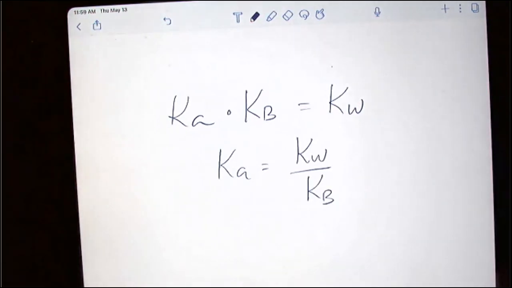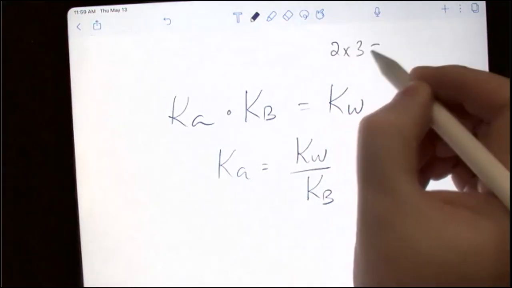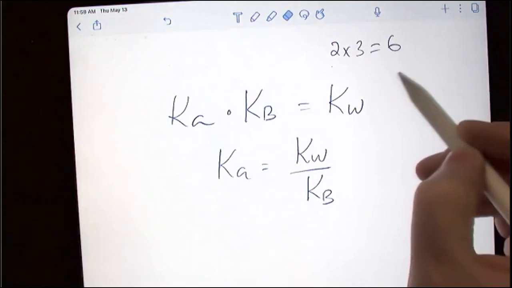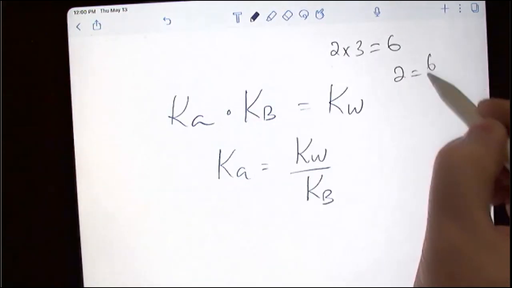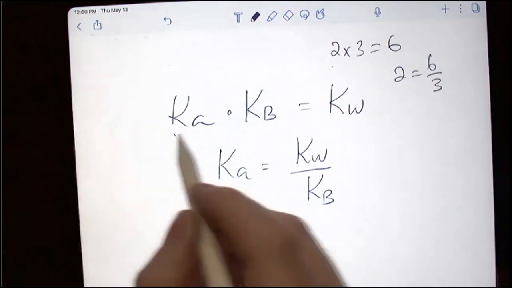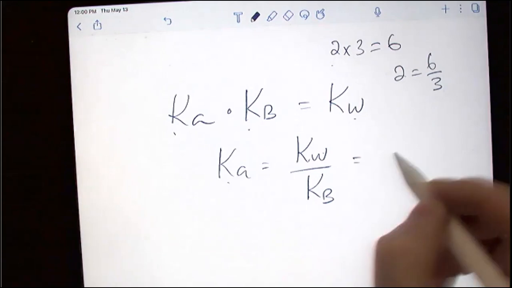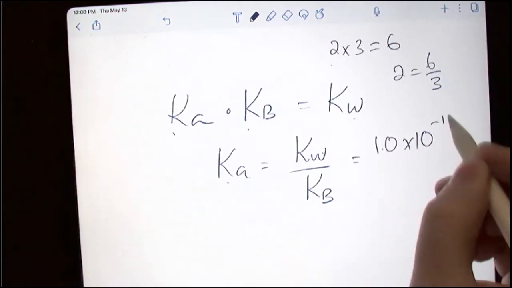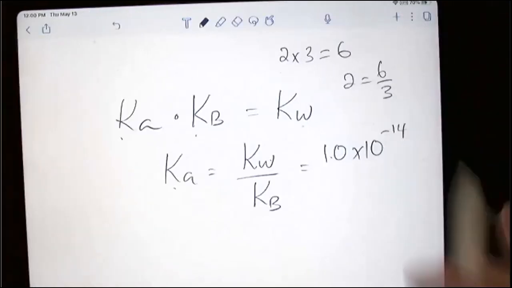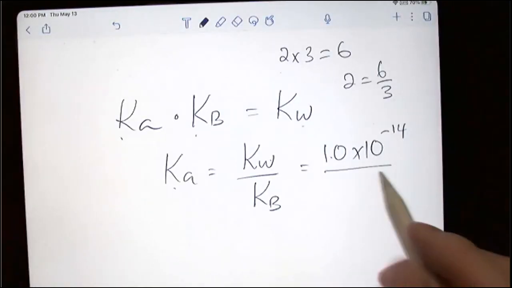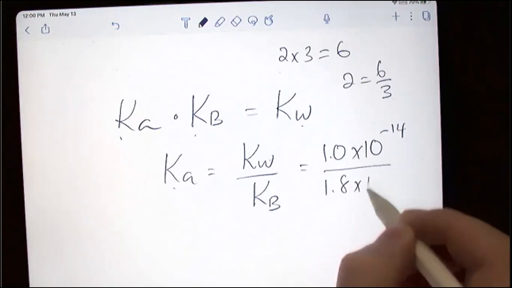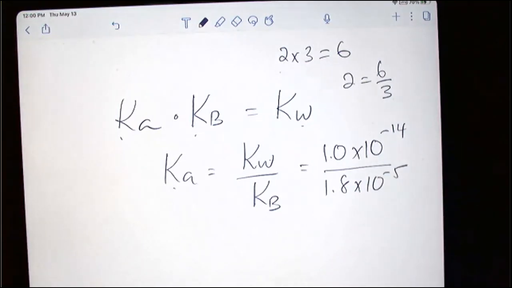Is there anybody who doesn't see why that's true? If 2 times 3 is 6, well then 2 equals 6 divided by 3, doesn't it? So if Ka times Kb is Kw, then the Ka is the Kw divided by the Kb. So that means it's going to be 1.0 times 10 to the minus 14, that's the Kw, divided by the Kb of the ammonia, which was 1.8 times 10 to the minus 5. Pick up your calculator and do that.